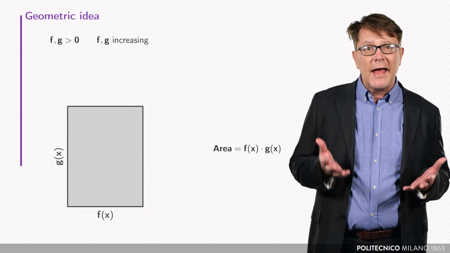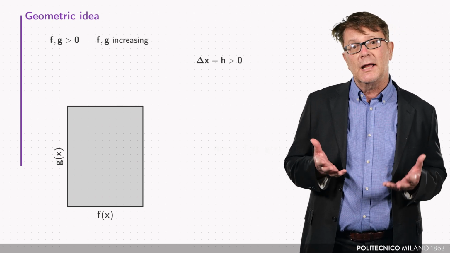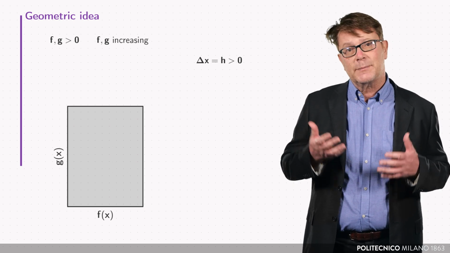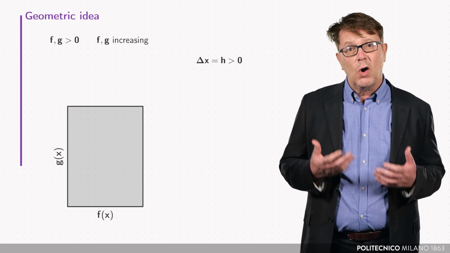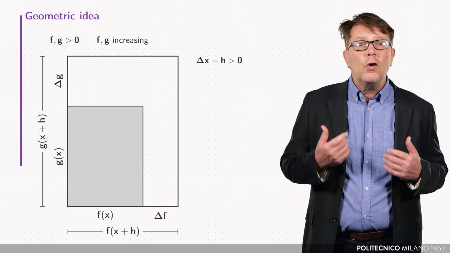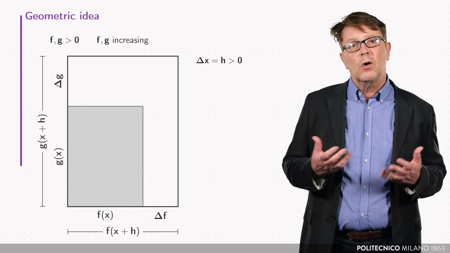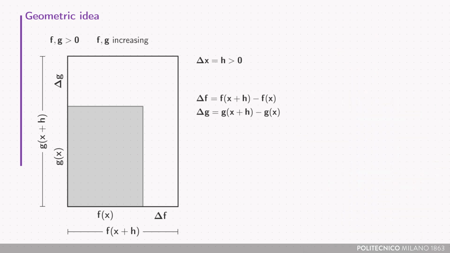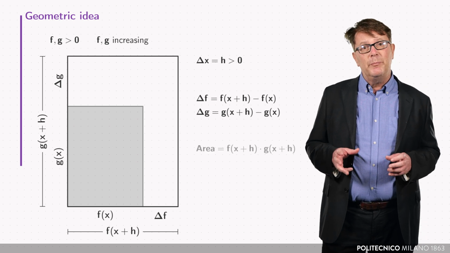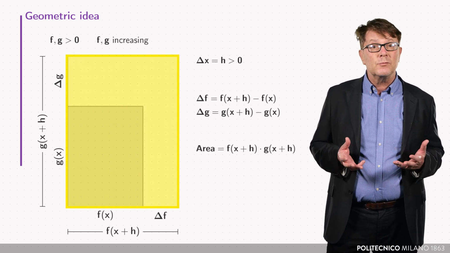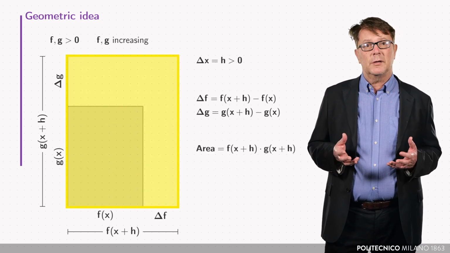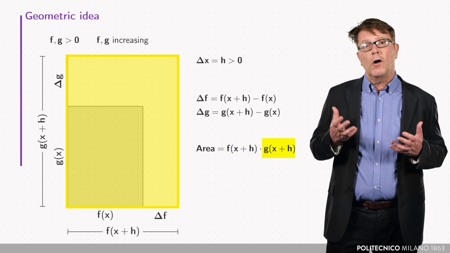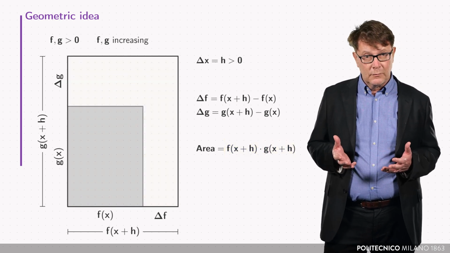Now we increase x by a small positive quantity delta x equal to h and represent f of x plus h and g of x plus h, elongating the sides by the quantities delta f and delta g, respectively. The area of the big rectangle obtained in this way is, of course, the product f of x plus h times g of x plus h.